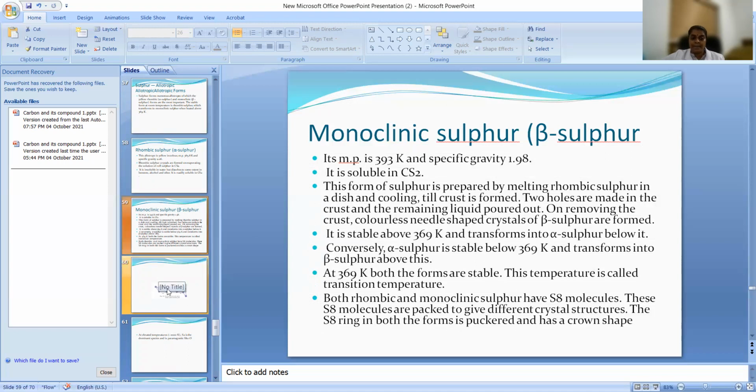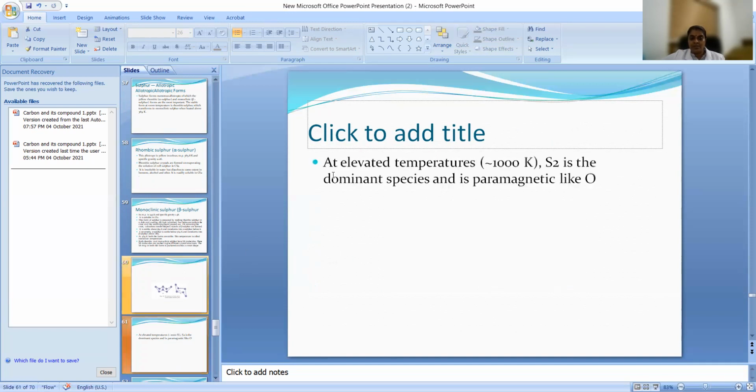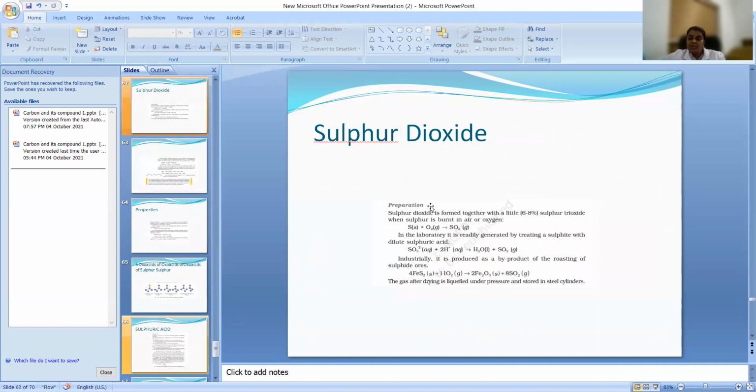These are the structures of rhombic sulfur. It is just like a crown. At elevated temperature, S2 also occurs. It is a dominant species and paramagnetic like oxygen. It is S2. Now, what is sulfur dioxide?